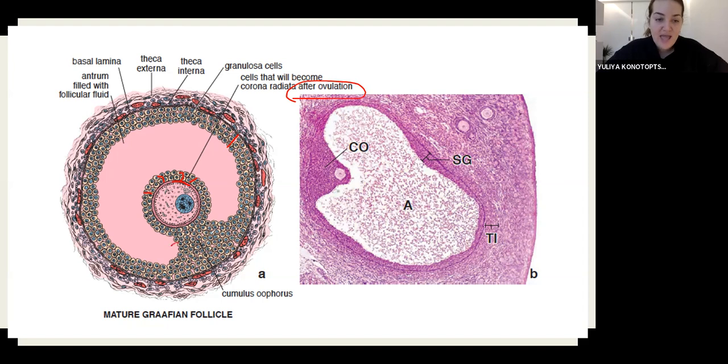Here you can see a little tiny bridge that is connecting your oocyte to the rest of the granulosa cells. This is called cumulus oophorus, and it's just like a bridge. This bridge is very important because when ovulation happens, it will break. So this entire area right here will be broken down. Outside, you can see theca folliculi, but already it has two layers, theca interna and theca externa. At this stage, you already see the difference.